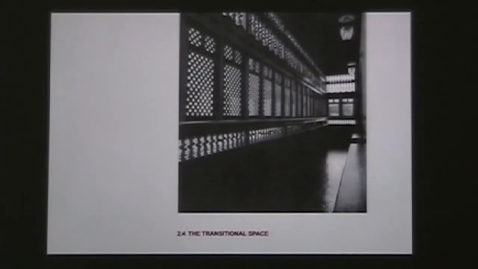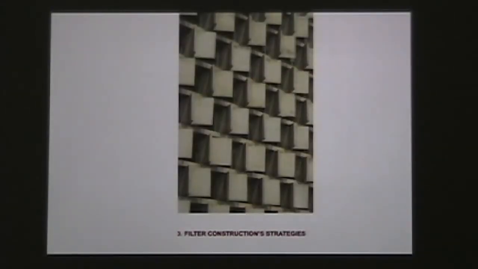And the last one of this second chapter has to do with the transitional space, where I deal with Japanese concepts of the ma and the ingawa as spaces that relate the inside and the outside, being both physical and conceptual spaces. The next chapter deals with the strategies for the construction of filters. And this chapter has 5 different parts.